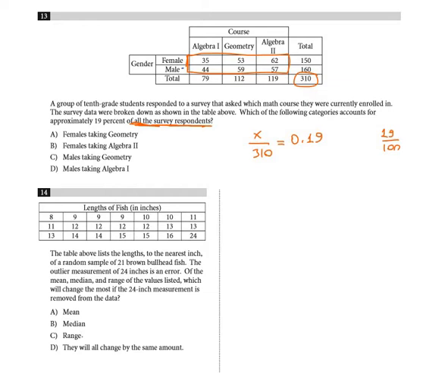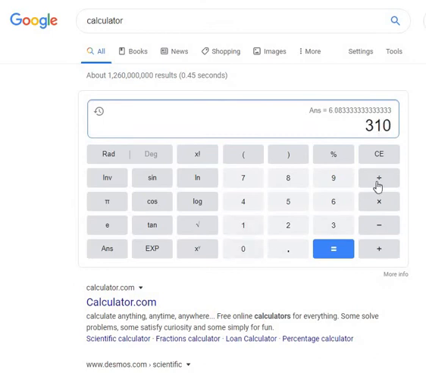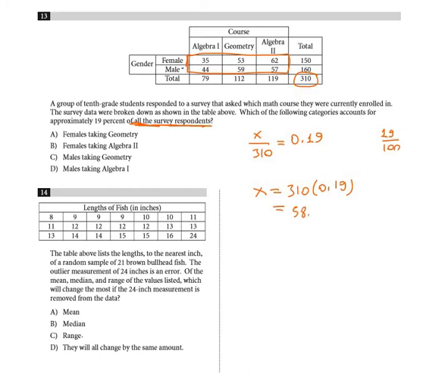We're solving for x, so you're going to do cross multiplication. So x is equal to 310 times 0.19. It's going to be 58.9. And 58.9 is the number closest to this number. Now we're going to interpret which cell is this. This is the cell of people who are taking geometry course, and they are males. So male who are taking geometry is the answer.